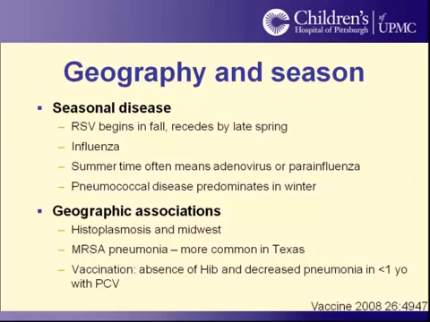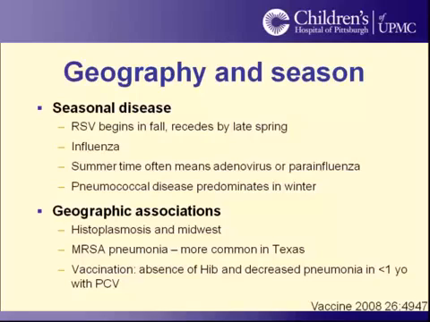Geography and season for pneumonia are important as well. Obviously, RSV begins in the fall and recedes by late spring, although that changes in different parts of the country. And influenza season is important for any practitioner to understand. We do see the most pneumococcal disease in winter as well. Geographic associations are also quite important.